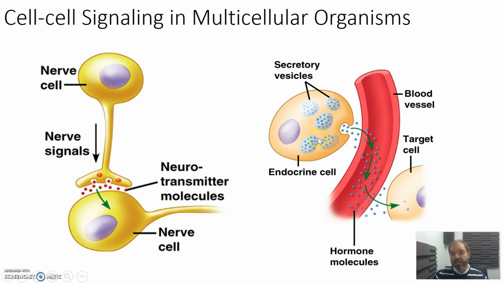For the endocrine system, specialized secretory cells in glands called endocrine cells will release chemical signals that go into the bloodstream and travel through that in order to contact target cells at some distance away. The endocrine system is covered in chapter 18, and in another video we'll focus on the nervous system.